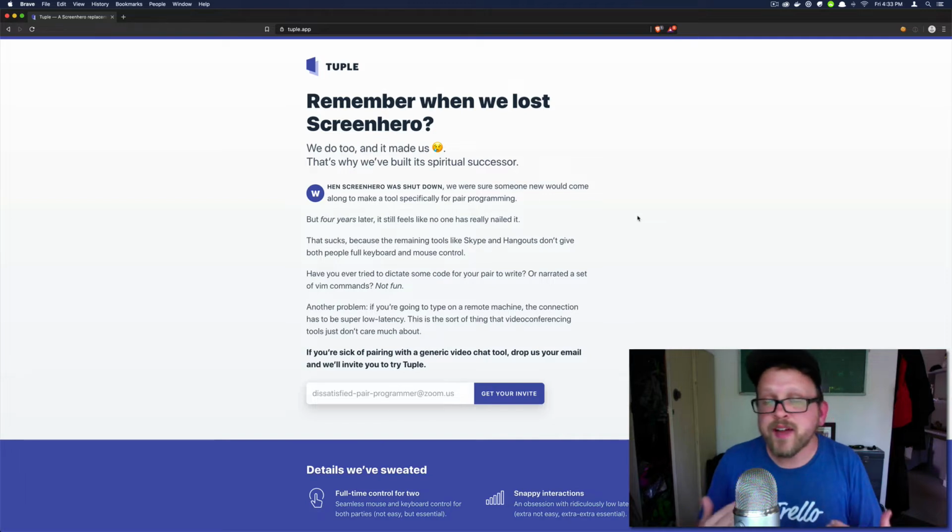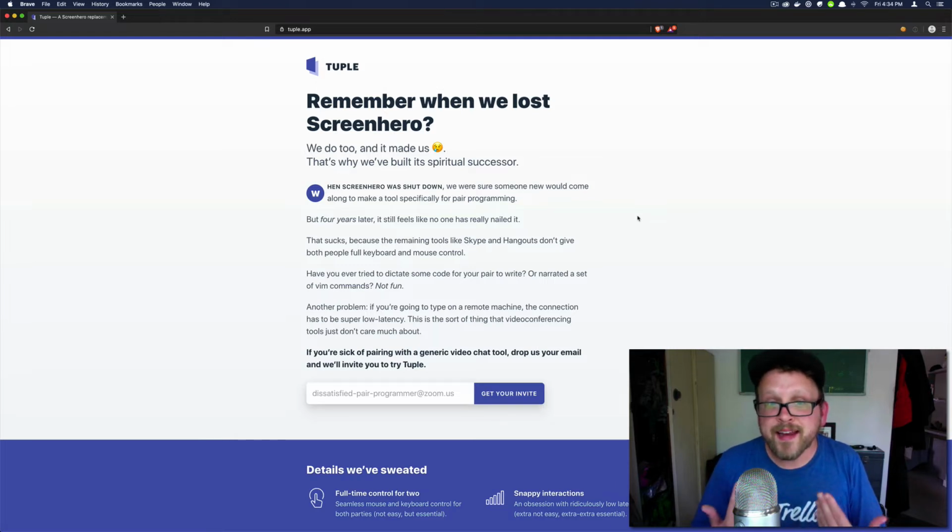But let's look at how Tupal actually solves this problem. Look at this headline. Remember when we lost Screen Hero? We do too, and it made us sad. That's why we built its spiritual successor. That is how they're introducing the problem.